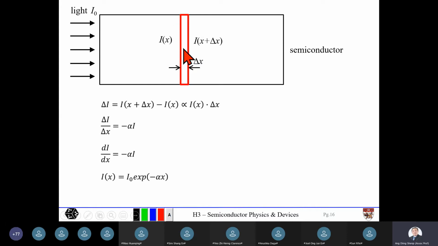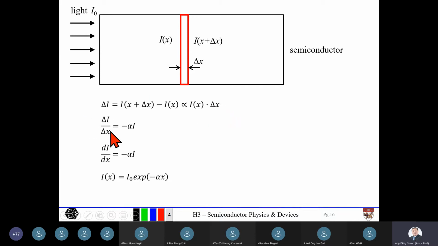If you consider a small element here, bounded by these two red lines, and the light has an intensity Ix on the left side, after traveling a distance of delta x, it will have a different intensity. The change in intensity due to absorption within this small element is proportional to the intensity at that particular position times the distance that the light travels. That is the basis of Lambert's law.